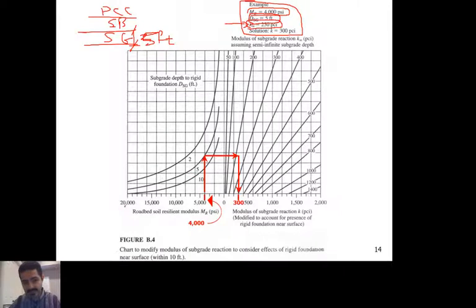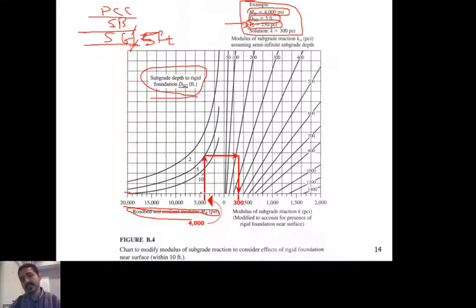Again, this axis here is the roadbed soil resilient modulus, which is 4,000. So from 0, this is 5, this is 10, this is 15, and this is 20. In this case, we have 4,000, so I'm going to go all the way up to reach one of these lines. What do these lines represent? These represent the subgrade depth to the rigid foundation. So I can have 2 feet, 5 feet, and 10 feet.